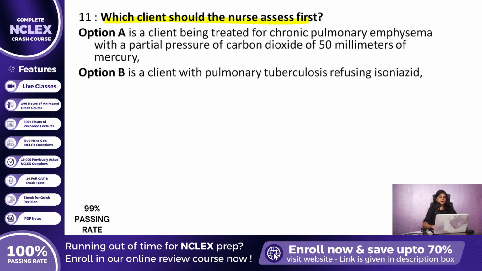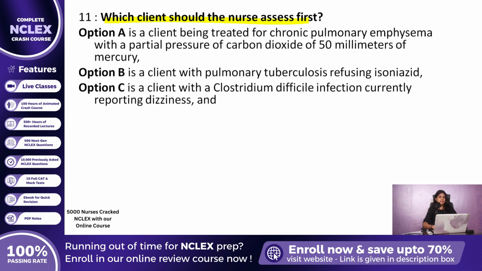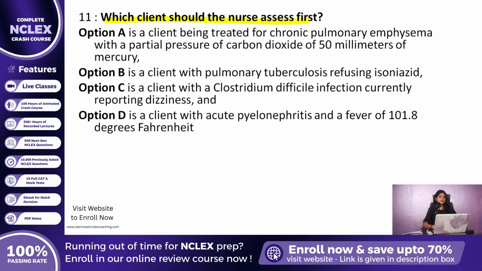Option B is a client with pulmonary tuberculosis refusing isoniazid. Option C is a client with a Clostridium difficile infection currently reporting dizziness. And option D is a client with acute pyelonephritis and a fever of 101.8 degrees Fahrenheit. The correct answer is option C, a client with a Clostridium difficile infection who is currently reporting dizziness.